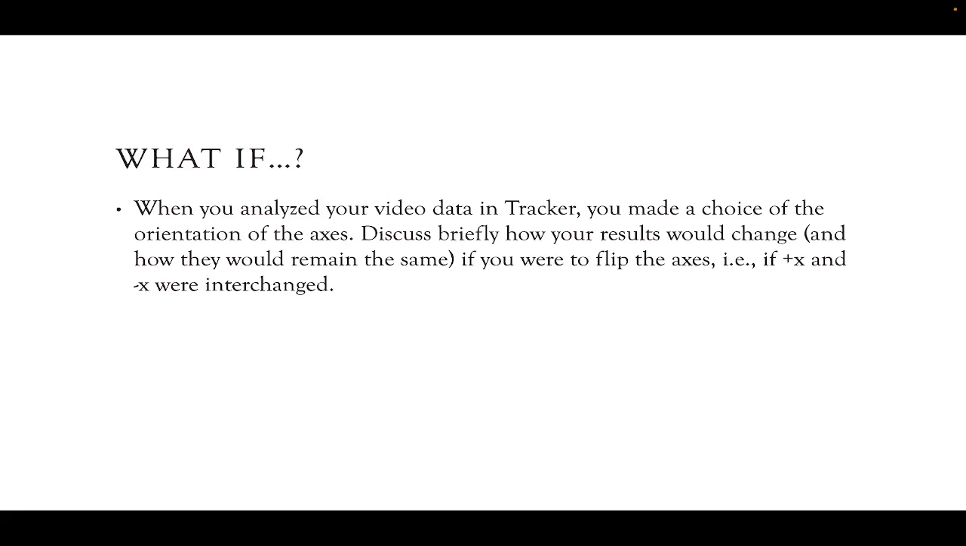When I analyzed the video in Tracker, I made a choice of the orientation of the axes. If I had flipped the axes and the positive x direction and negative x were interchanged, the main change would be in the position versus time graph. The magnitude of the slope of the graph would stay the same, but the direction would change, meaning that it would have the same magnitude slope, but now the slope would be negative instead of positive.